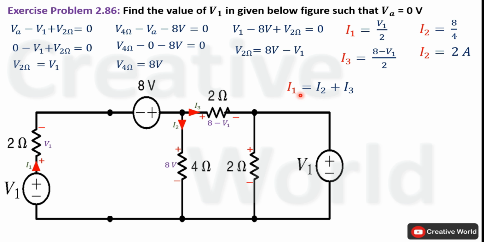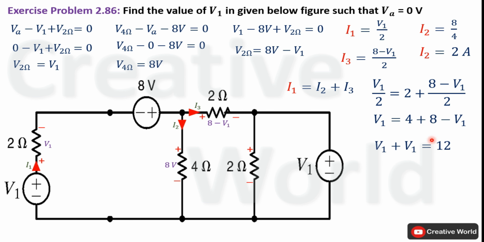Place the values of currents inside this equation. I1 is equal to V1 divided by 2 ohm, while the value of I2 is 2 ampere and the value of I3 is 8 minus V1 divided by 2 ohm. Now in order to calculate the value of V1, we have to solve this equation. Multiply on both sides with 2. The equation will become V1 is equal to 4 plus 8 minus V1. Now place this minus V1 on the other side of equal and add 4 and 8 together.